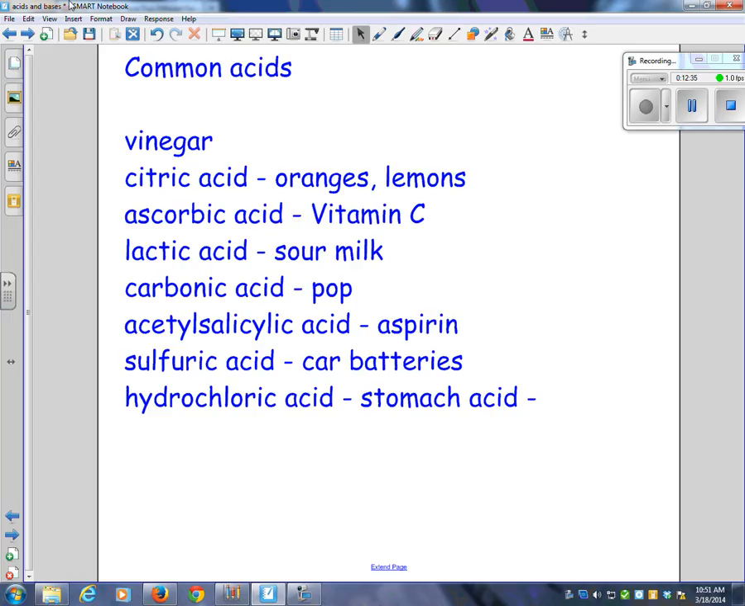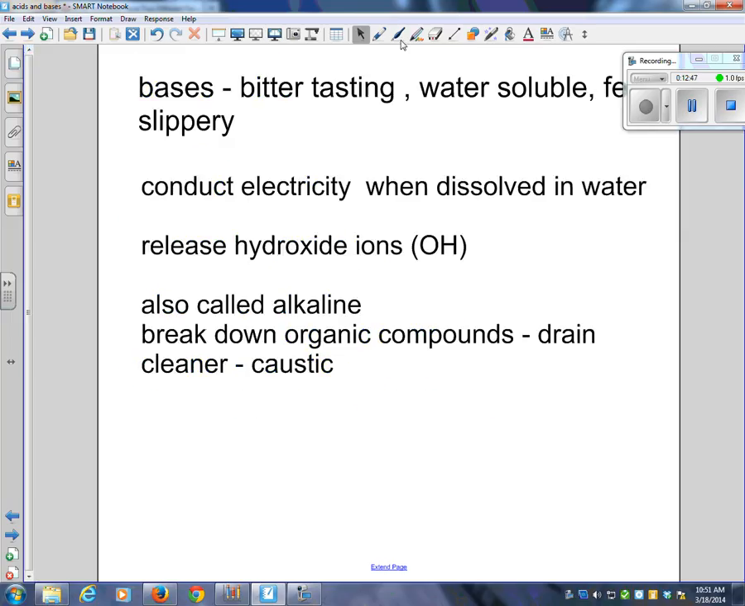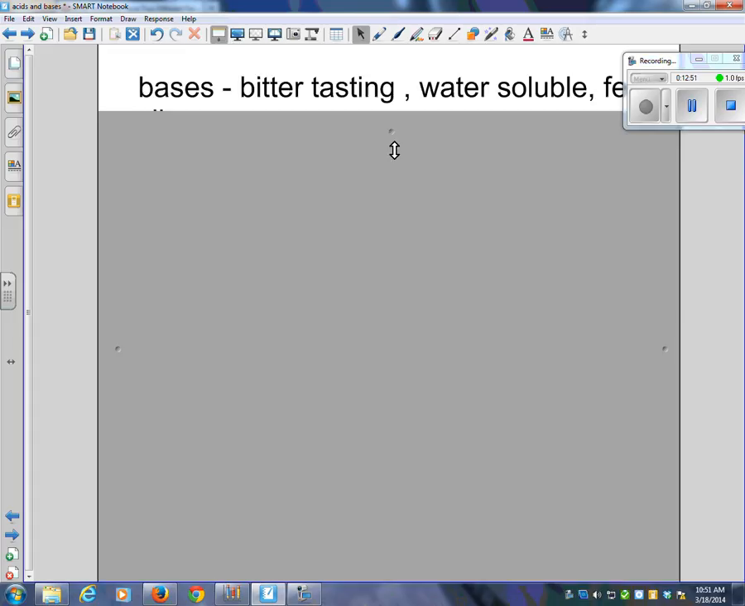Okay, so those are acids. Most people kind of know what acids are. It's bases that, as I discovered this morning, you guys weren't really 100% sure what bases are. So let's talk a little bit about bases. We want to make sure we cover all the bases.